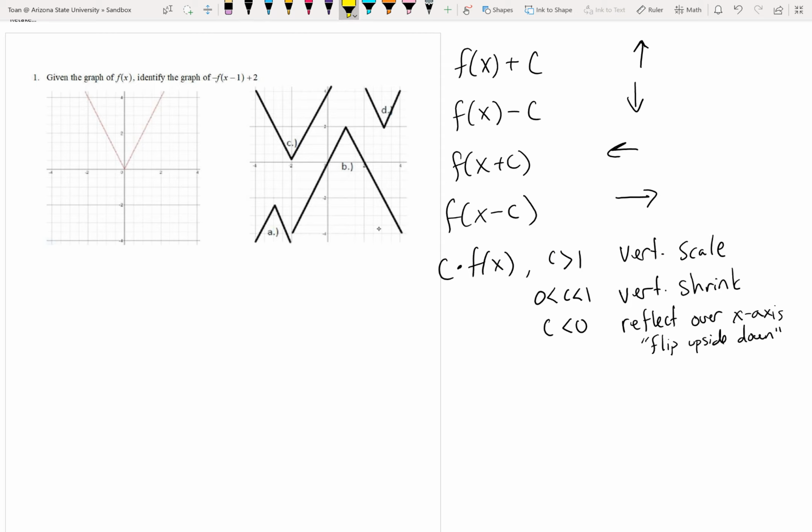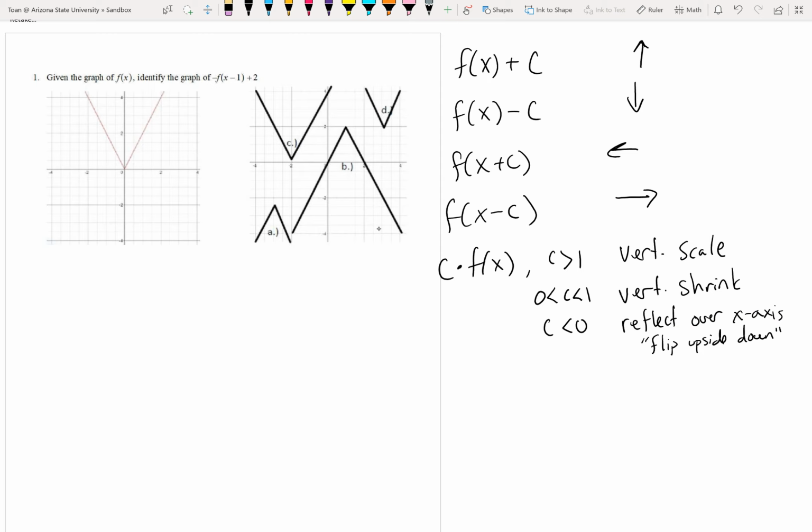Now, if the number that you're multiplying is smaller than 1, but still positive, it will do the exact opposite. It'll vertically shrink your graph. So for any given graph, again, ours is an absolute value, it flattens out the graph vertically and makes it wider because you're literally making all the y values smaller. And if you multiply by a number that's negative, it reflects the graph over the x-axis, or in other words, it flips it upside down.